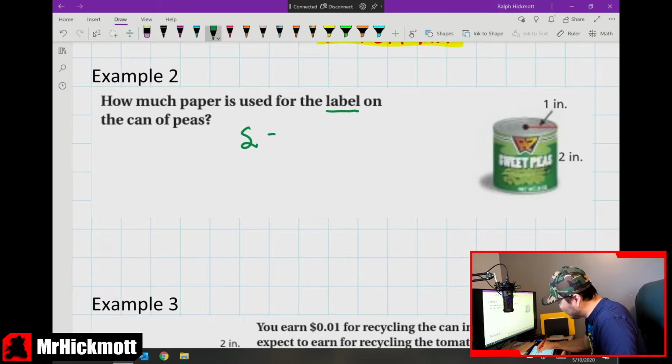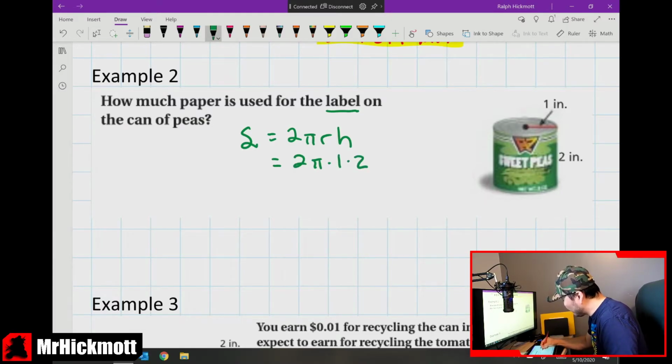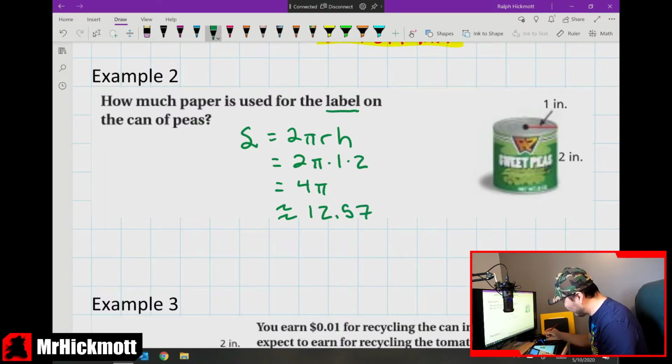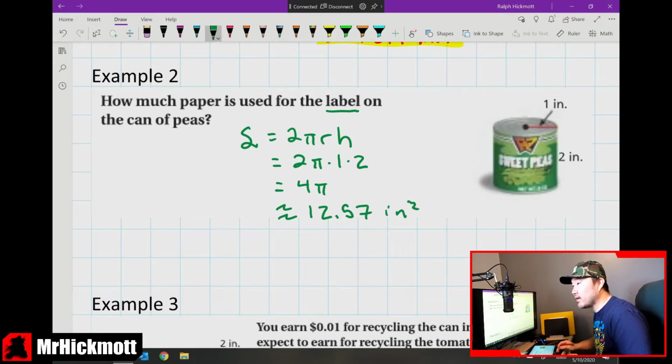So what I'm going to do is just use part of it, 2 pi r h, and then substitute everything accordingly. So in this one, I really just need a couple pieces, and this one's a quick one. 4 pi would be the actual answer. Let's go ahead and punch that out on our calculator, round it to the nearest hundredths or tenths. I'm going to go hundredths this time. That's usually what I prefer. 12.57 inches squared. So the amount of paper is the surface area. For that label, it'd be 12.57.